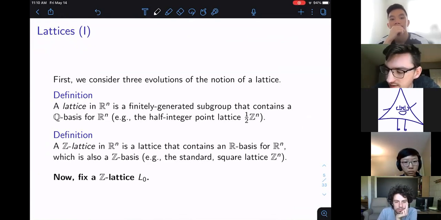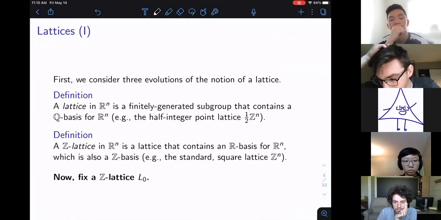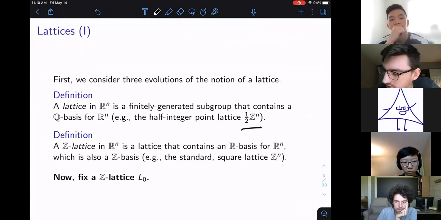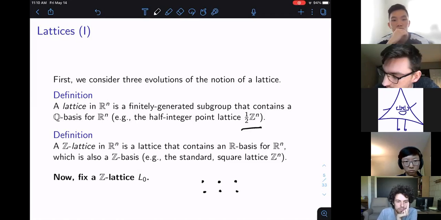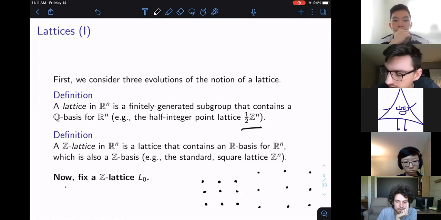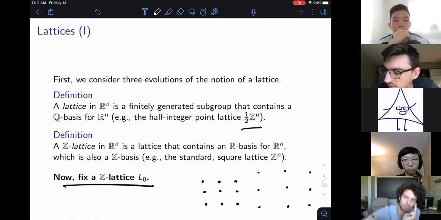Okay, so a lattice is a finitely generated subgroup that contains a Q basis for Rn. So this is something, it's not necessarily an integer lattice. It could be something that looks like this. And then an integer lattice, this is sort of the more standard thing. This is something which looks like this, where we have points that are equally spaced in the plane at 1 apart, or maybe we have double that, so we have points that are equally spaced in the plane at 2 apart. So these are our integer lattices. Okay, and so we're now going to fix an integer lattice L0. All right, and work with that.